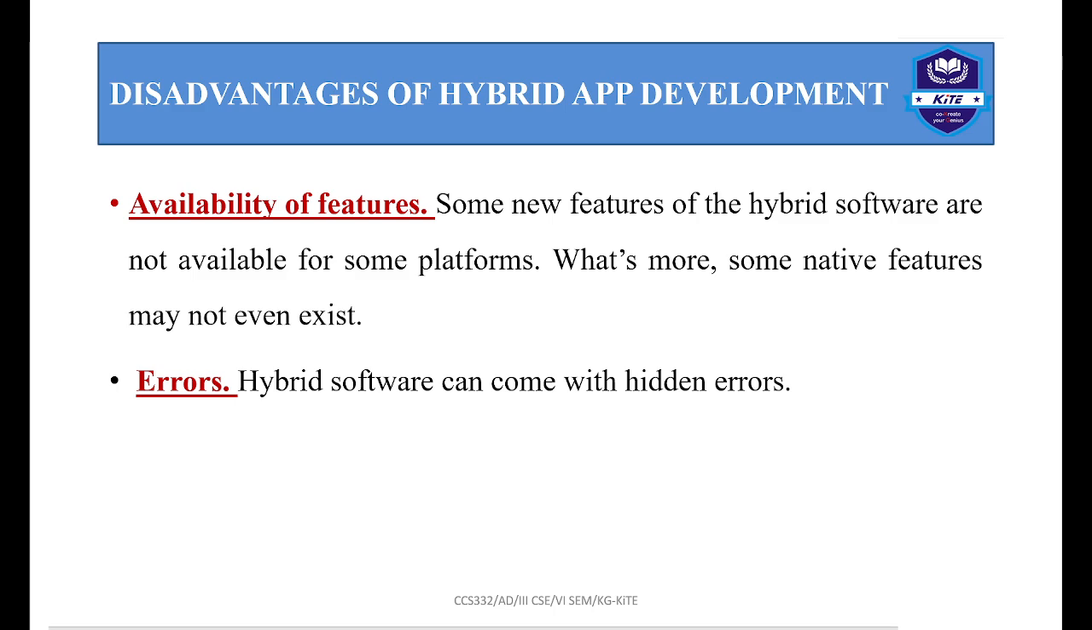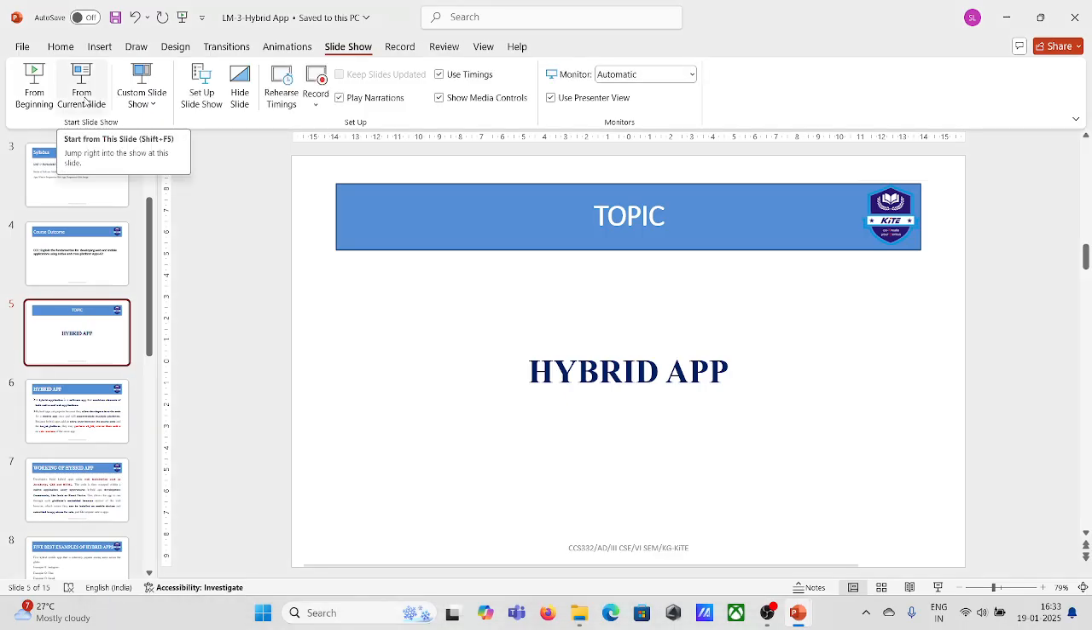Next is availability of features. Some new features of the hybrid software are not available for some platforms, and some features available in native applications may not exist in your hybrid app. Next are errors. Hybrid software can come with hidden errors, and we will not be able to fix those errors. So these are what we have discussed in this video: what a hybrid app is, a few examples of it, and the main advantages and disadvantages.